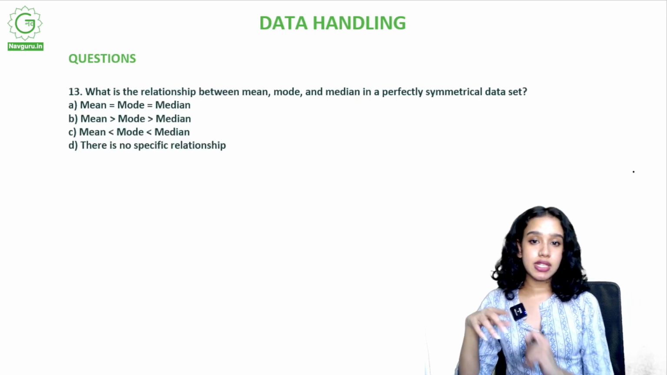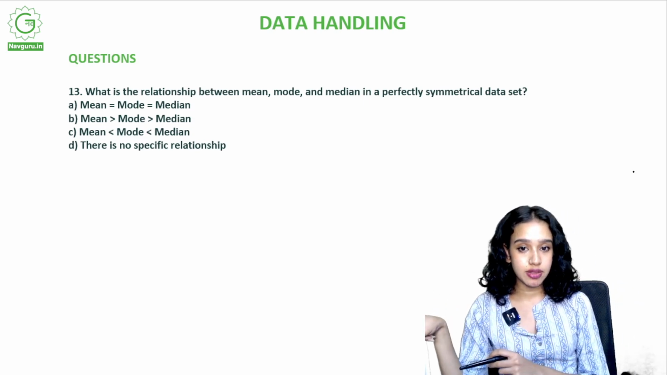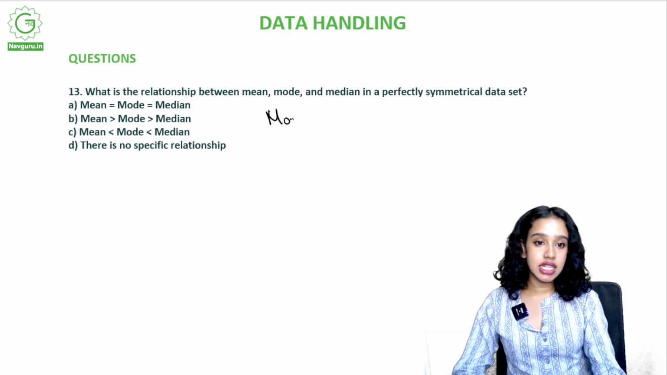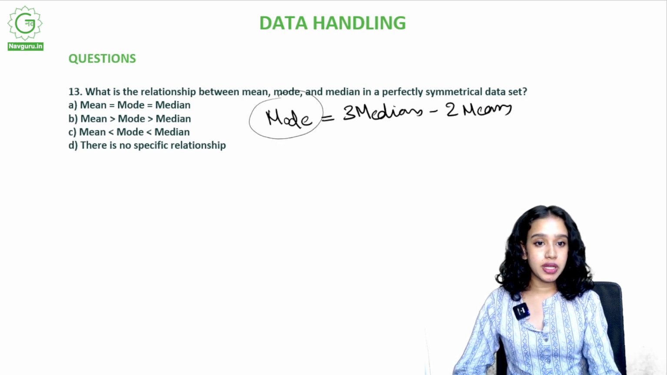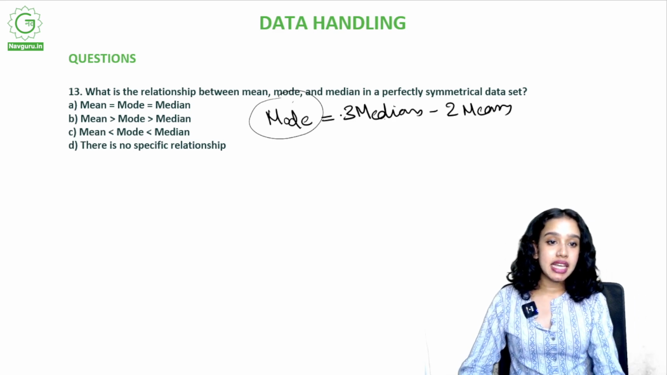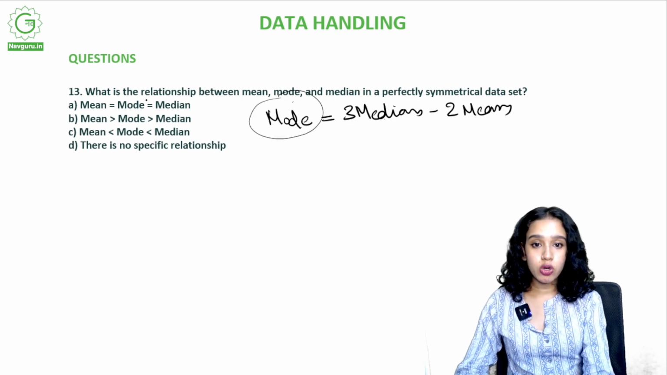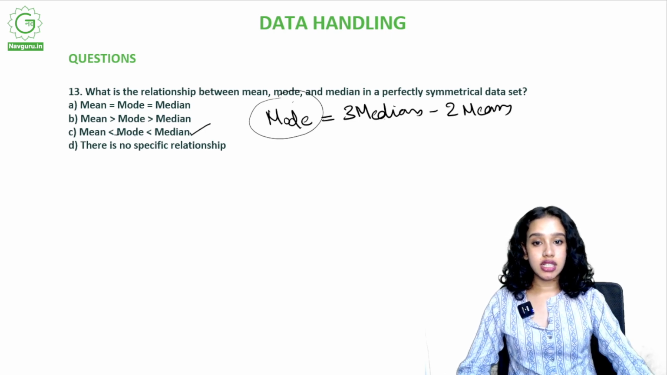Now let's move on to the next question. What is the relationship between mean, mode and median in a perfectly symmetrical data set? So we have mode is equal to 3 times median minus 2 times mean. So mode would be less than median and mean. So mode would be less than median. Okay, it could be greater than mean, right? So this is the right answer.